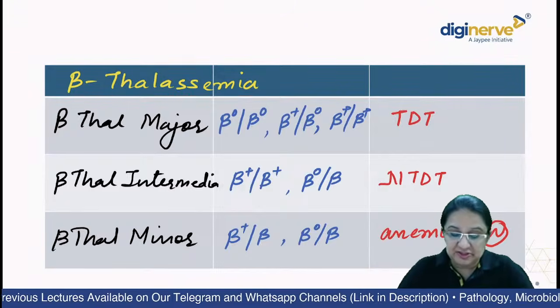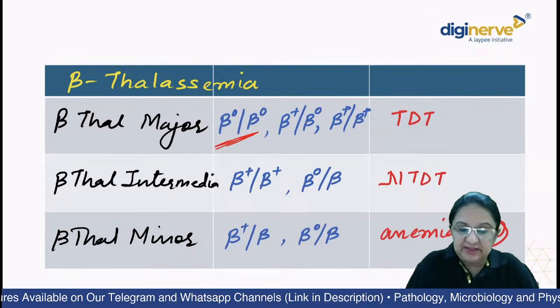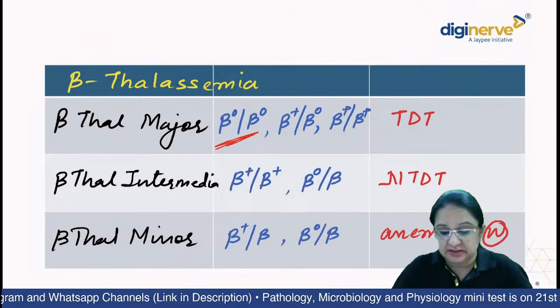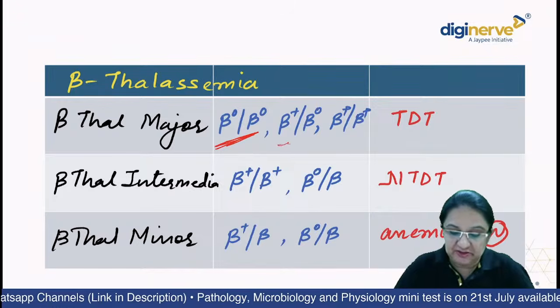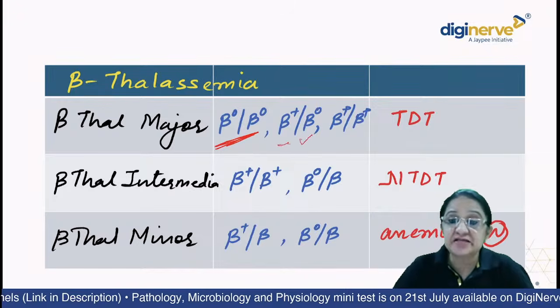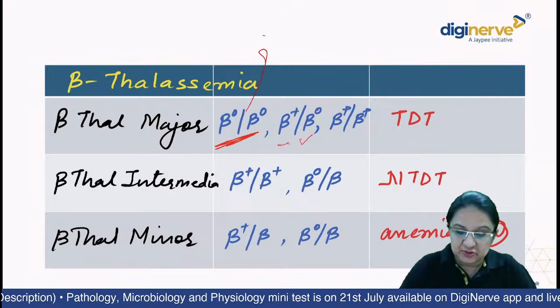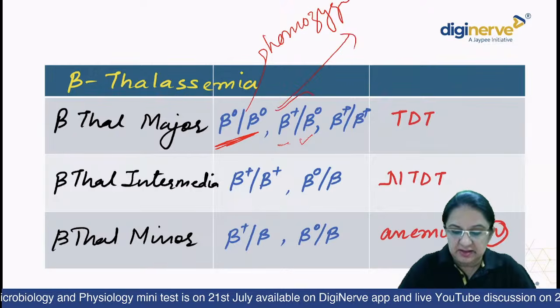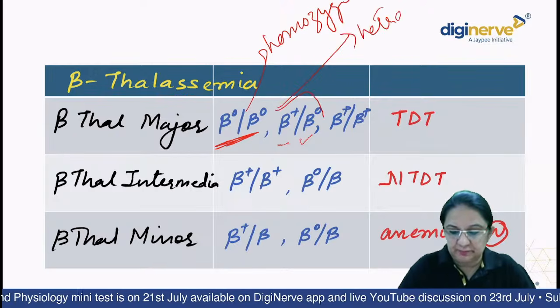Beta thalassemia major, when both the beta genes are deficient, that means it is homozygous. One partially deficient, one completely deficient, it is heterozygous. So this is homozygous. This is heterozygous. Okay.